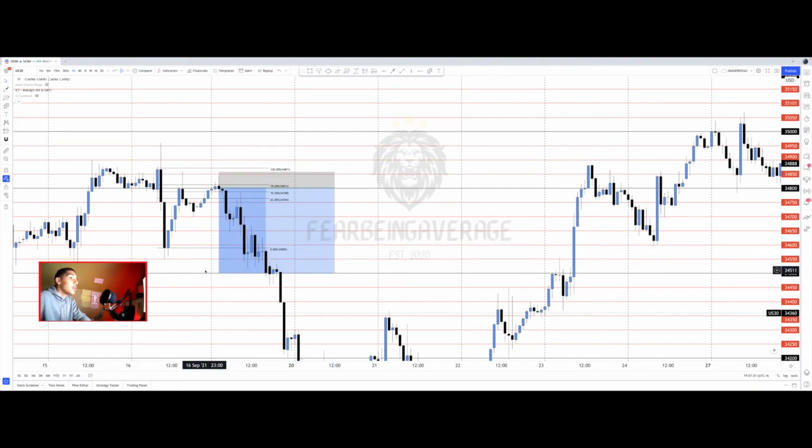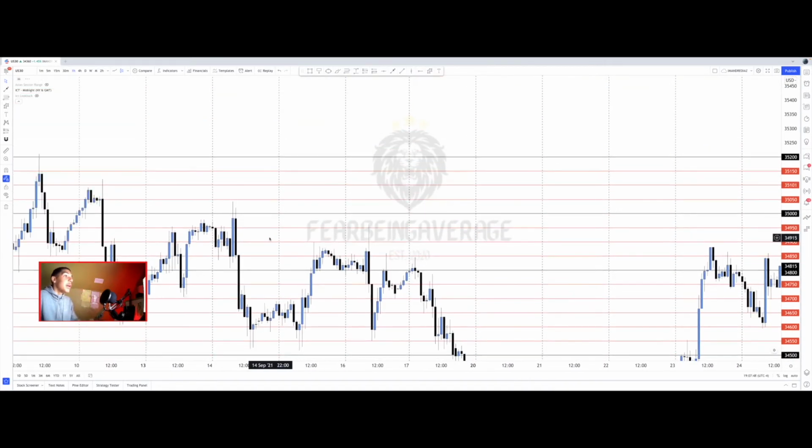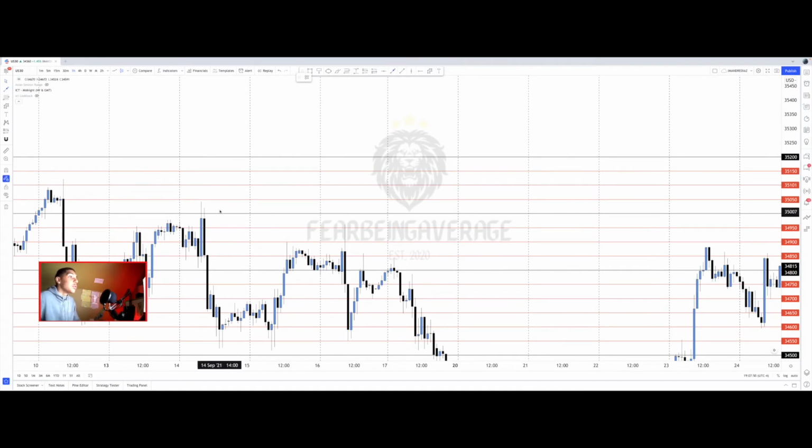Looking to target this next area down here. This could have been a potential 1 to 6 trade based off of just 2 confirmations. I don't like to go off of just 2, but this is, like I said, just an example. And my last example is going to be up here. You can see right at this 35,000 level, price traded into it.